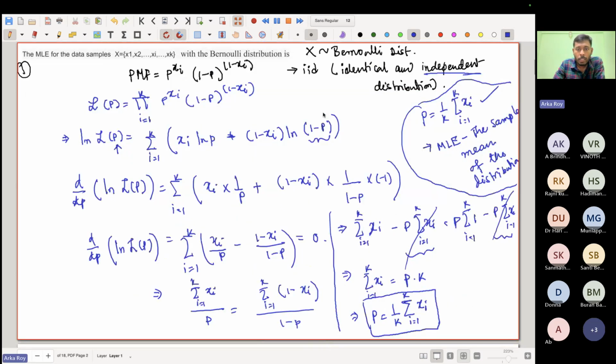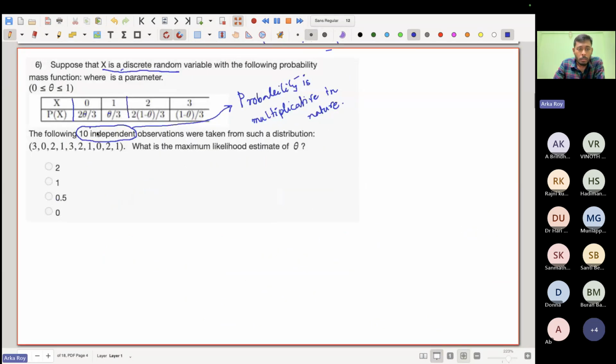For example, we talked about the IID, independent and identically distributed. So for each and every point, like x1, x2, xi and xk, the probability density function would be multiplicative in nature. Therefore, the likelihood function would be the multiplication of all such cases for all these entries. That is why we have taken this multiplication. In the same way, here they have given 10 independent observations, so the probability would be multiplicative in nature. We have to keep that in mind.